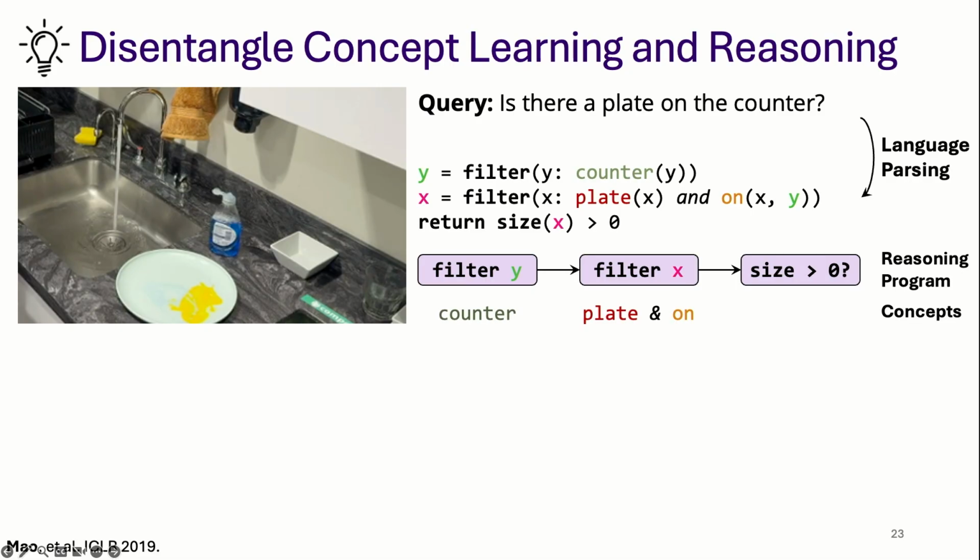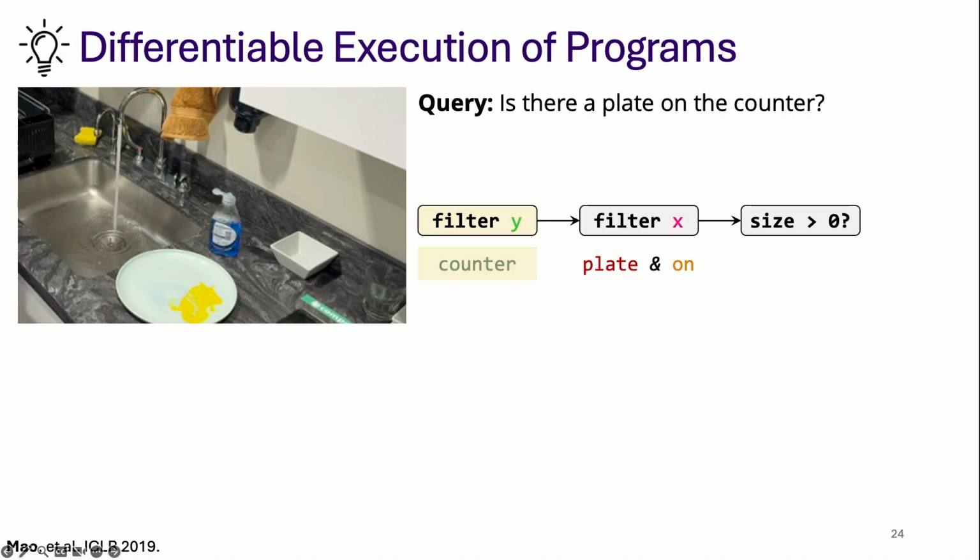And then there will be a bunch of concepts, in this case, the state features related to that, like counter or plate, and the relationship on. So now we're going to focus on this visual diagram representation of this program. After obtaining such kind of program, one thing we can do is a differentiable execution of this program based on the visual scene representation.